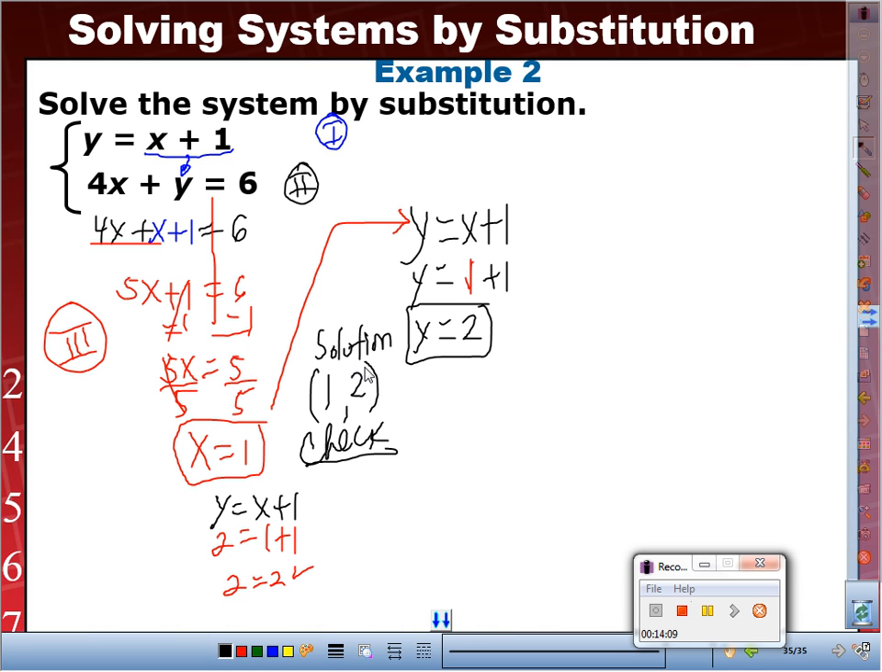I'm going to write my other equation. 4x plus y equals 6. Instead of x, I'm going to write 1. Instead of y, I'm going to write 2. Bring everything else down. 4 times 1 is 4. 4 plus 2 is 6. Is 6 equal to 6? Yes. So what would be our statement?